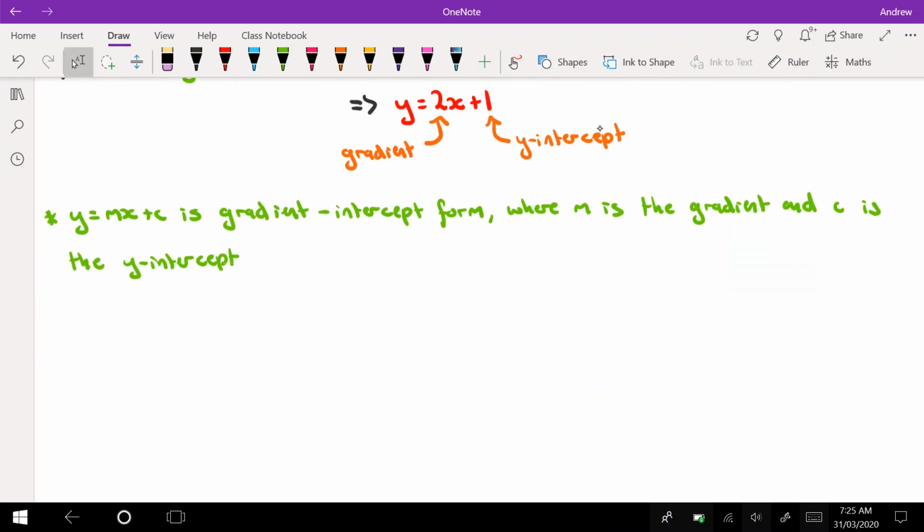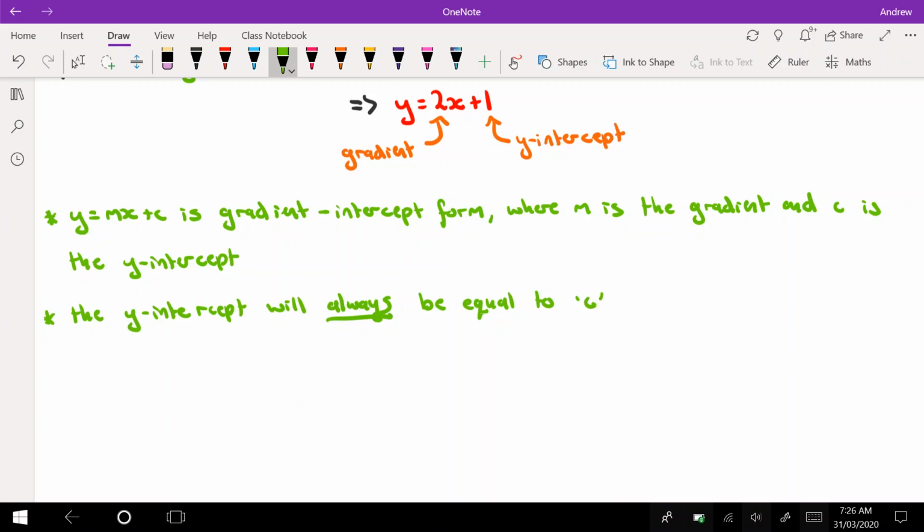Most straight lines, you want them in gradient-intercept form. It makes everything so much easier. So if you ever get a line that isn't in gradient-intercept form, always, always, always try and make it into gradient-intercept form because it makes life so much easier. The y-intercept will always be equal to c, or the constant that's at the end of an equation.